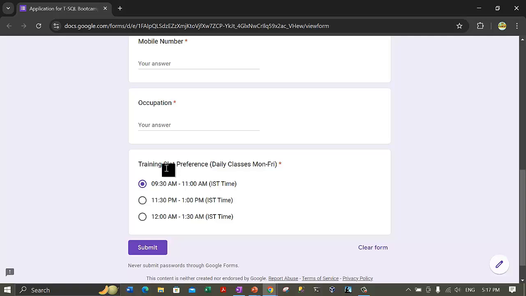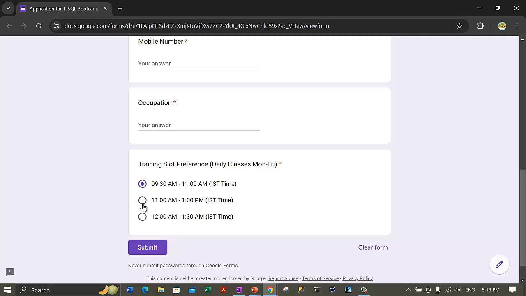and we have the following training slot preferences. Let me refresh this form and I will show you the time slots. So we have 3 time slots. First one is from 9:30 a.m. till 11 a.m. IST time. Second time slot is from 11 a.m. till 1 p.m. IST time, and third time slot will be a late time slot, which will cover 12 a.m. early morning till 1:30 a.m. in the night.